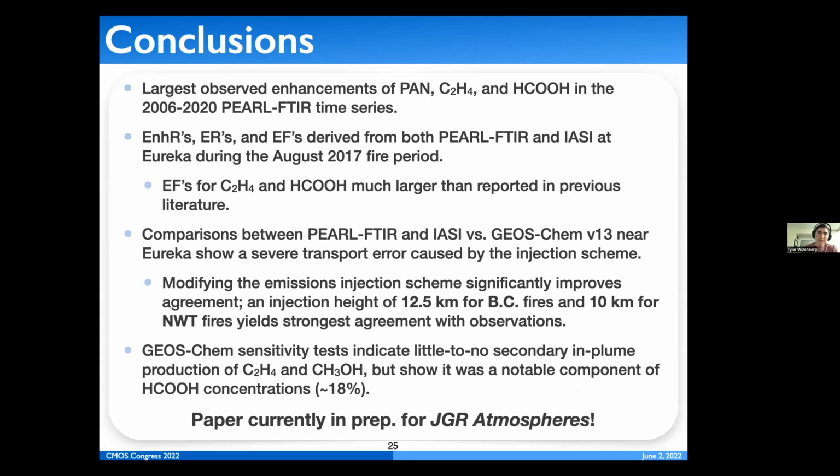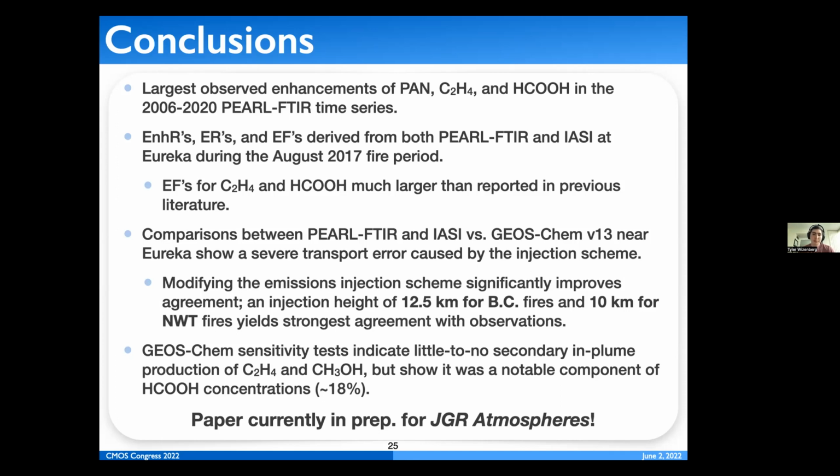So to conclude, we saw the largest enhancements of these species in our entire 2006 to 2020 PEARL FTIR time series from these August 2017 fires. We calculated the enhancement ratios, emission ratios, and emission factors from both our ground-based instrument and IASI during this fire period. The emission factors that we get for ethylene and formic acid are much larger than what's reported in the previous literature.